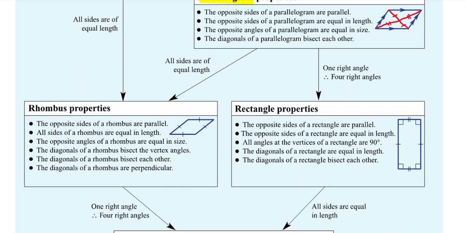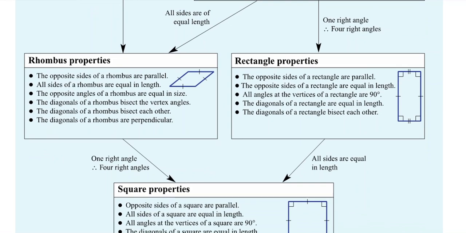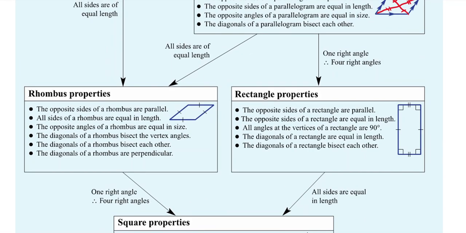Okay, next, going down the list, let's go over to the rhombus. So if we take our parallelogram and we make all of the sides the same length, it becomes a rhombus. So a rhombus has opposite sides parallel. All of the rhombus sides are equal in length. Opposite angles of the rhombus are equal in size. So that's the same as the parallelogram. That one and that one, that one and that one, they're equal in size.